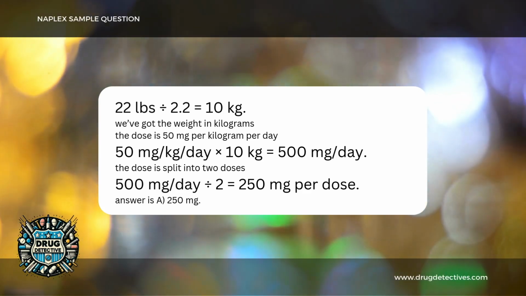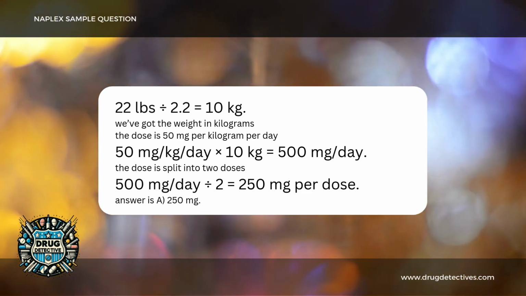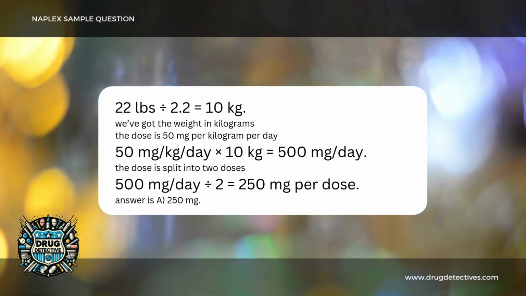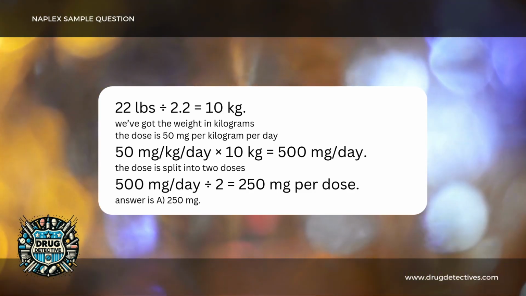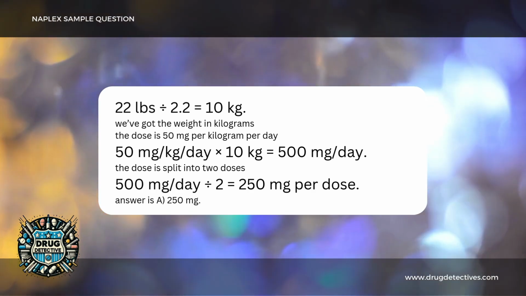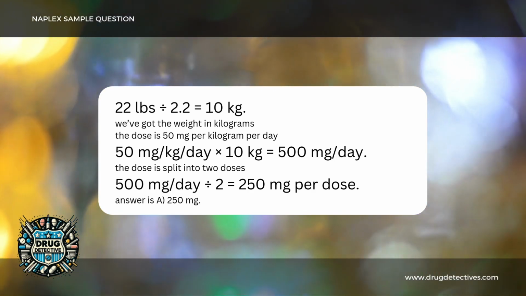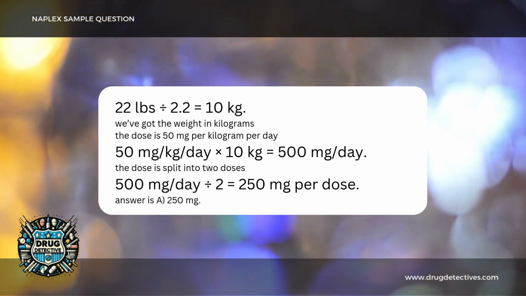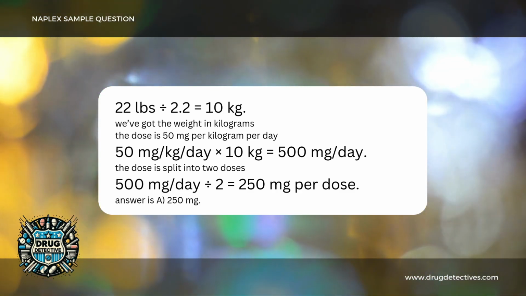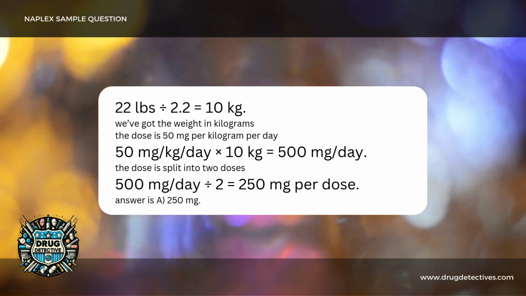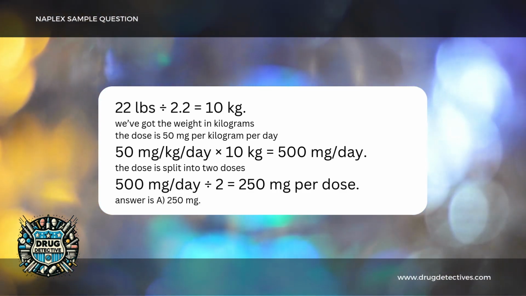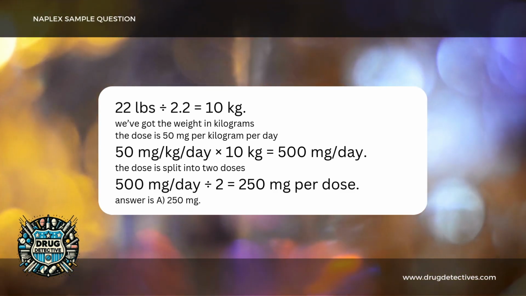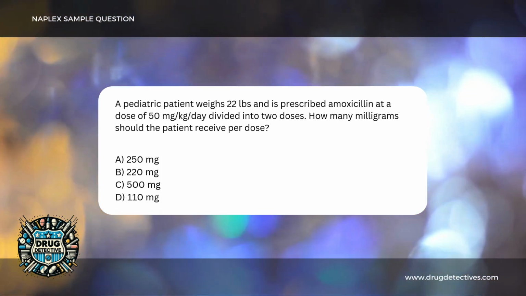22 pounds divided by 2.2 equals 10 kilograms. Now we've got the weight in kilograms and the dose is 50 milligrams per kilogram per day. So 50 milligrams per kilogram per day times 10 kilograms equals 500 milligrams per day. Since the dose is split into 2 doses, we just divide that by 2. 500 milligrams per day divided by 2 equals 250 milligrams per dose. So the correct answer is A, 250 milligrams.